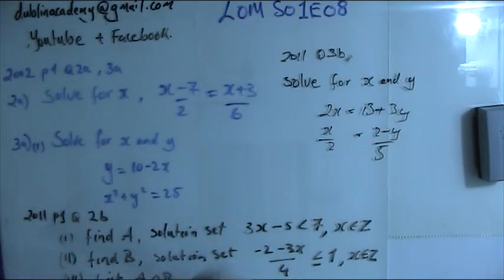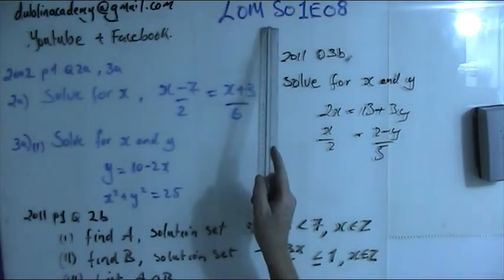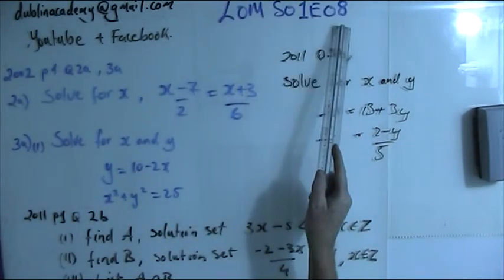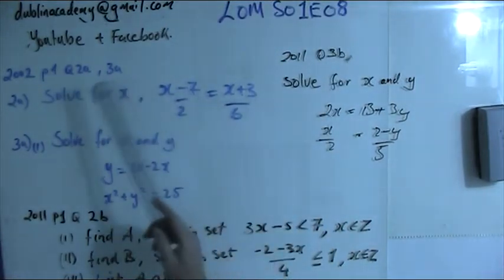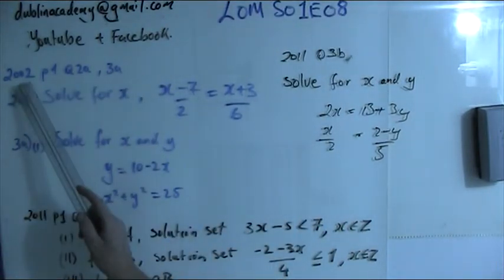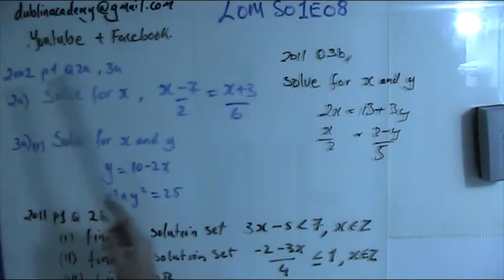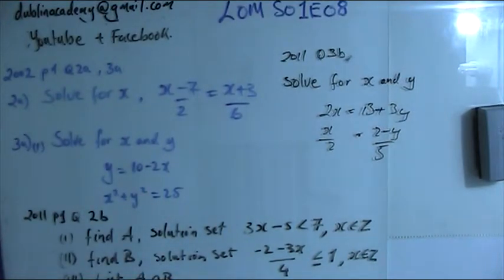Now, as you know, this is Leaving Cert Ordinary Level Maths, Series 1, Episode 8. We're still continuing on with a few of the questions. This is paper 1, 2002, question 2A and 3A. They are in parts 2 and 3.